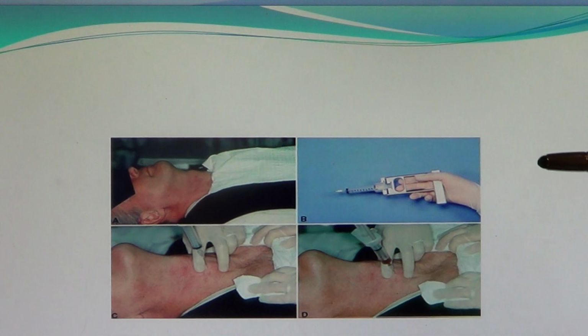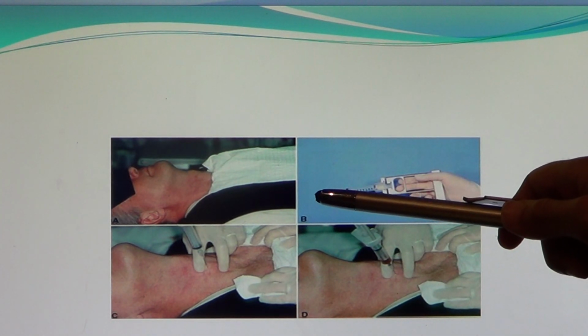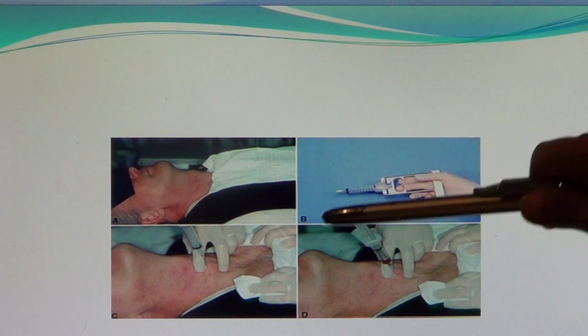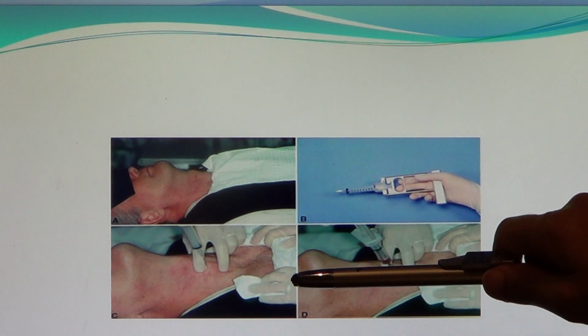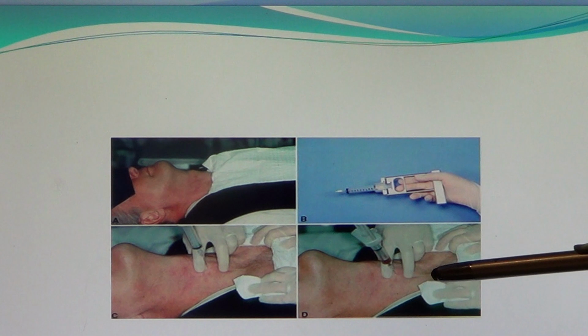We can see in these pictures how the patient is placed during the procedure, how we need to assemble the syringe and the holder, how we need to stabilize the nodule with the help of 2 fingers, and how we are putting the needle inside the nodule.